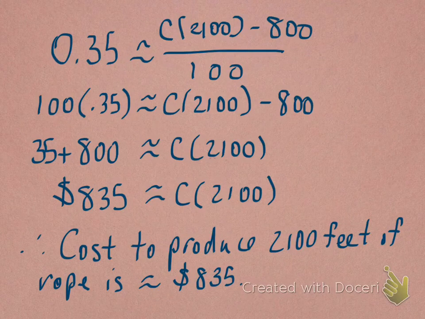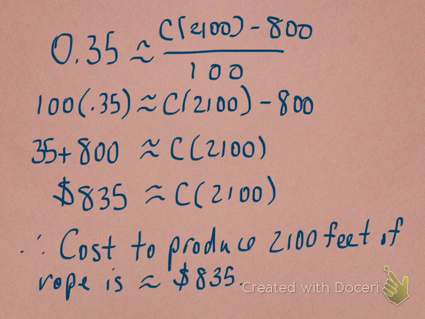Notice that makes sense, at least based on what we know about how much it costs to make 2,000 feet of rope, which was $800. Certainly it should cost more to make 2,100 feet of rope, and it probably shouldn't cost all that much more. So this seems like a reasonable answer.